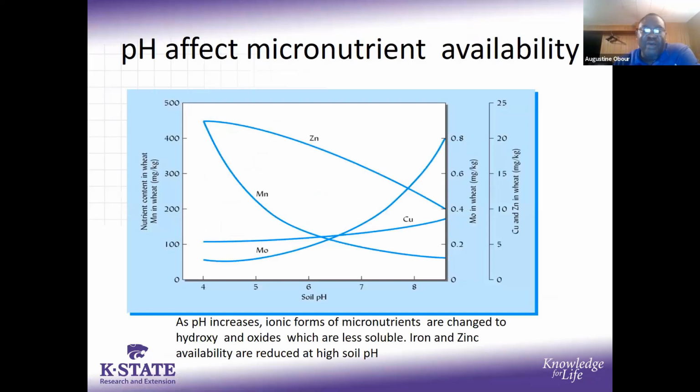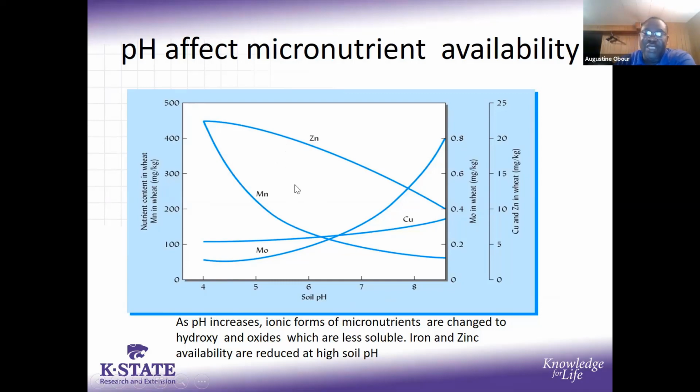This is a figure showing the pH effect on micronutrient availability. On the x-axis is soil pH. On the y-axis is micronutrient uptake, in this case zinc and manganese uptake in wheat. As you can see from this figure, when pH is around 4.5, we tend to have a lot of the micronutrients present, zinc and manganese in this case.